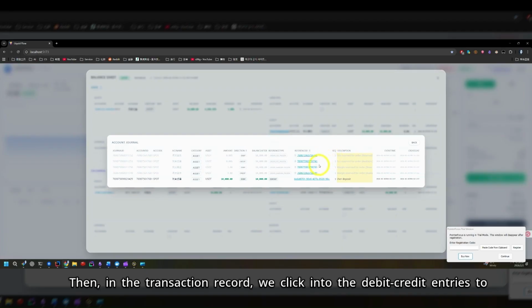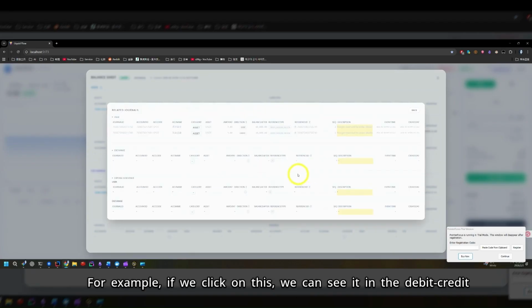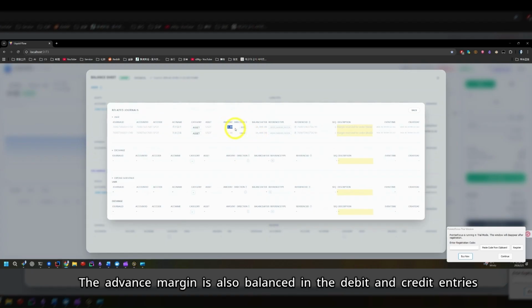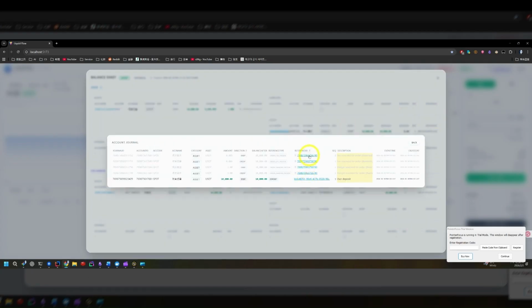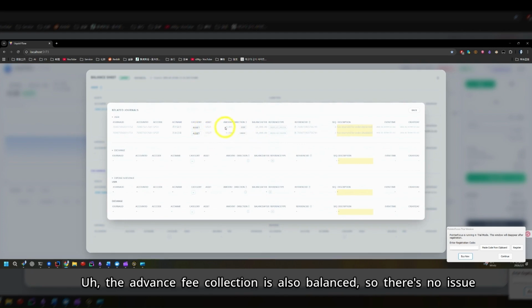Then in the transaction record, we click into the debit credit entries to take a look. For example, if we click on this, we can see it in the debit credit entries. It's paired as well. This is it. The advance margin is also balanced in the debit and credit entries. Then click on fees and the advance fee collection. The advance fee collection is also balanced, so there's no issue.